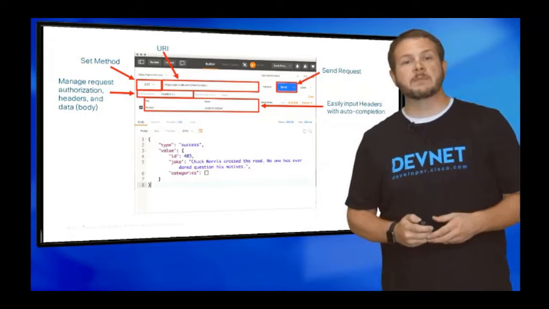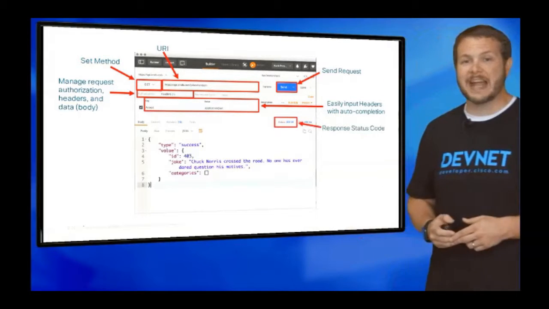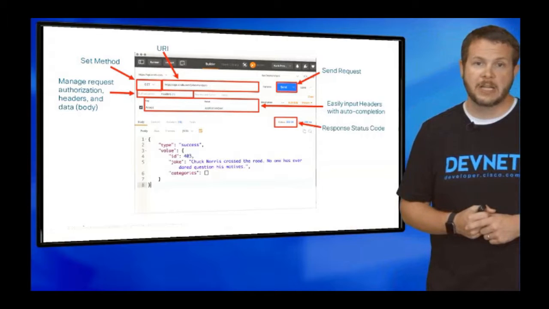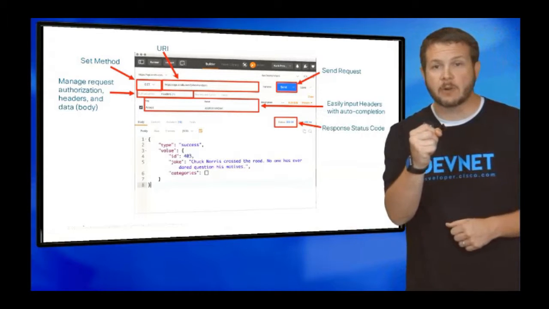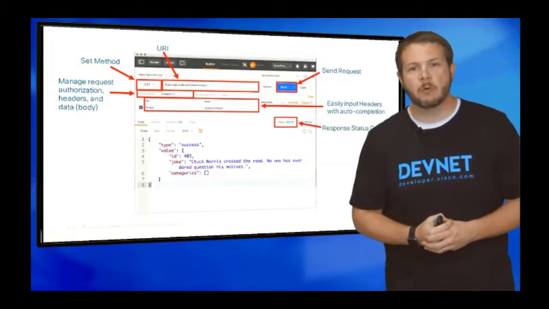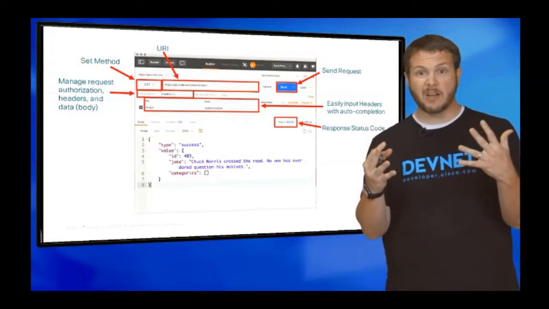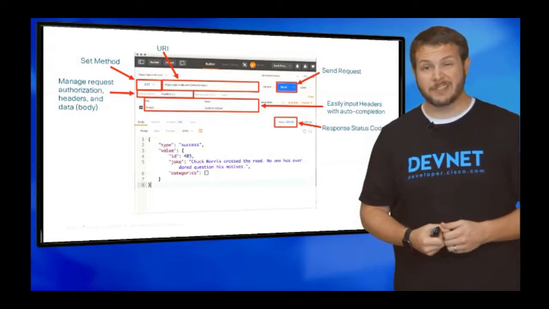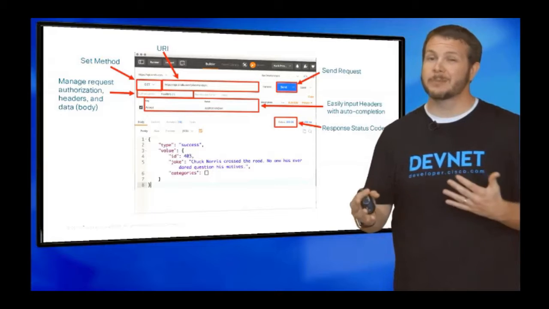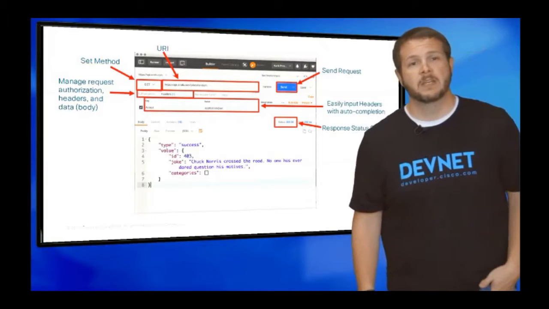Now, when that response comes back, the first thing you want to check is the status code available in the corner here. If you see that 200 OK and it was a GET request, awesome. If it was a POST request and you got a 201, also awesome. If you get a 400 or a 500 series, not quite so awesome. Something's not quite right with your API call.